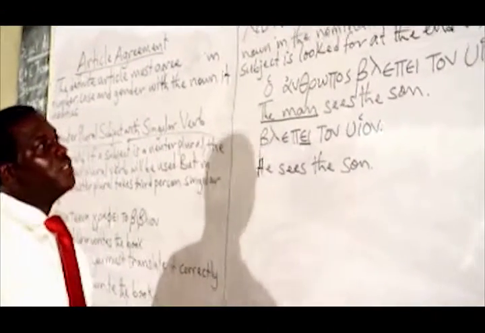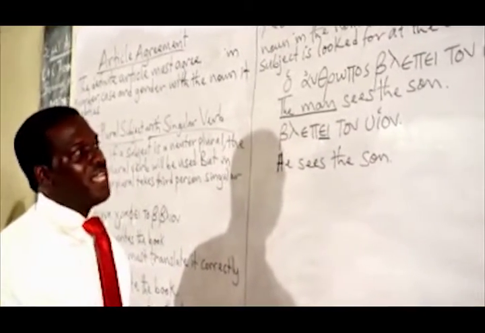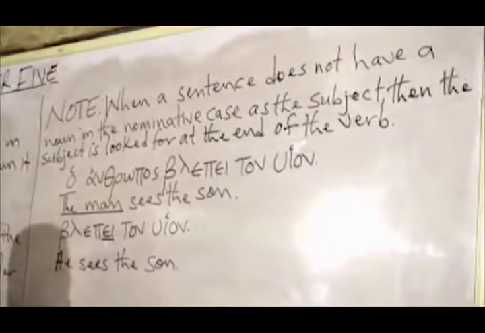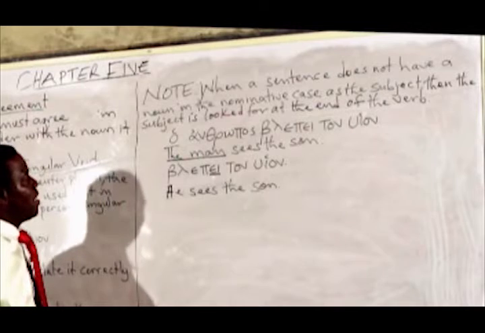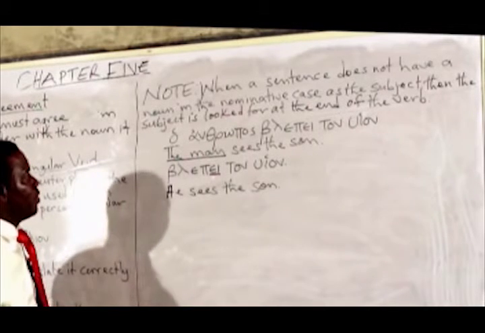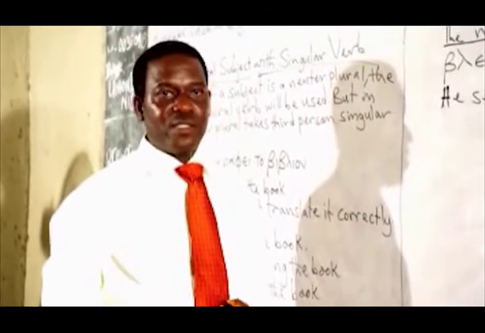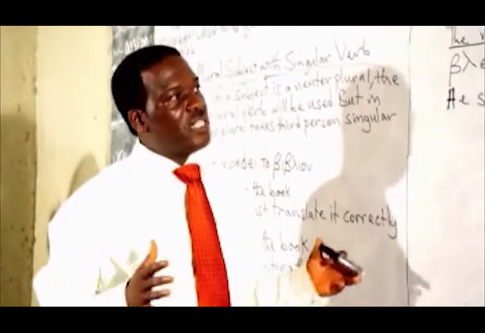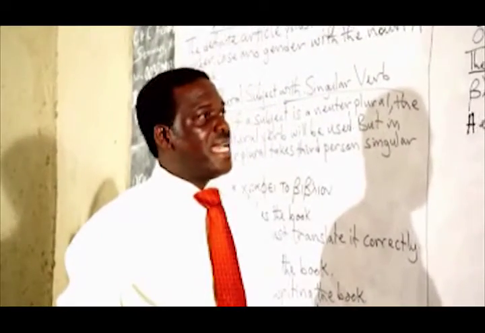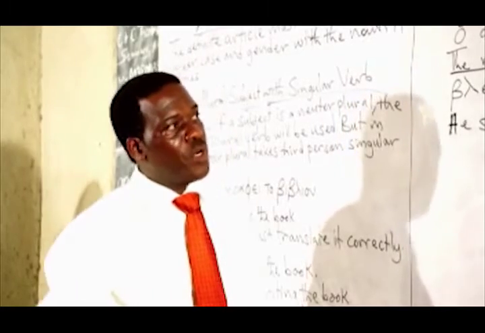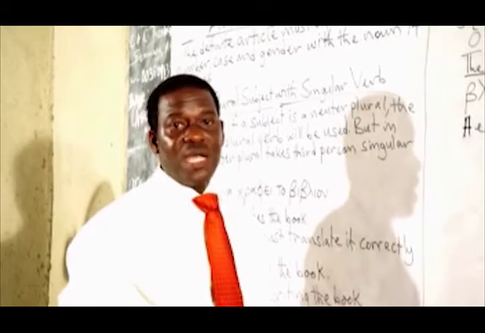So you have to take note of this. If you do not see in a sentence a noun in the nominative case, then look for the subject at the end of the verb. On this, we come to the end of chapter 5. In the textbook, at the end of chapter 5, we will see the vocabulary and exercises. In the vocabulary, we see the number of nouns you need to memorize and begin to memorize Greek nouns. Then the exercises. Make sure that you go through the exercises, test your knowledge on what we studied in chapter 5.